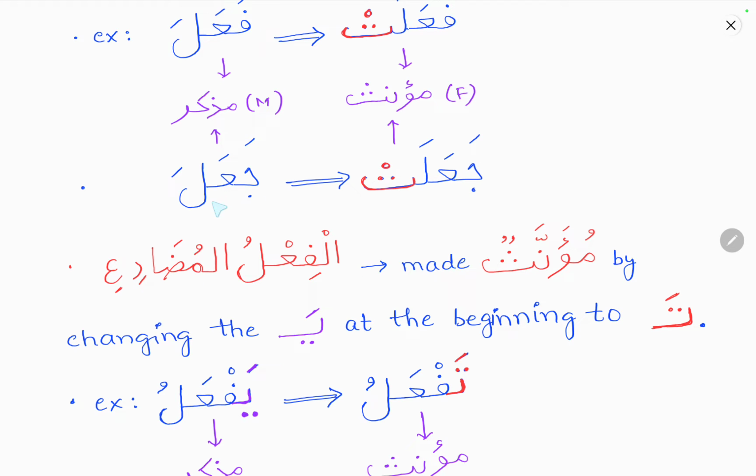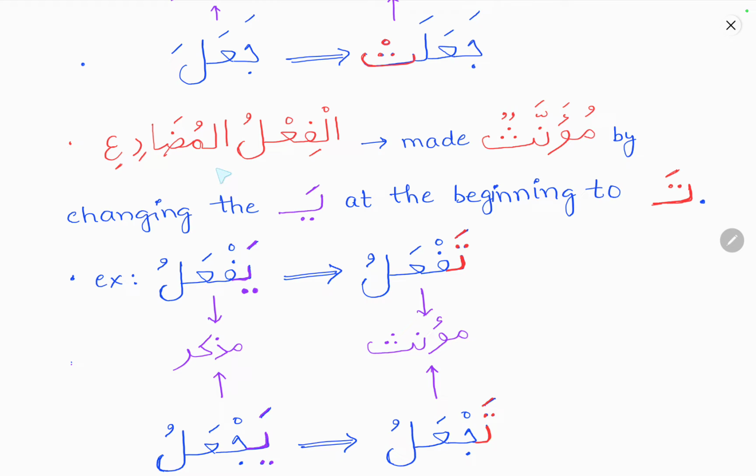Similarly you can see ja'ala, he made, ja'alat, she made. So by adding ta al maftuhatu, the open ta, at the end of the verb, we can make a masculine verb into a feminine verb. This is in the case of fe'lul mazi, the past tense verb, which can be made feminine by adding an open ta with a sukoon over it.